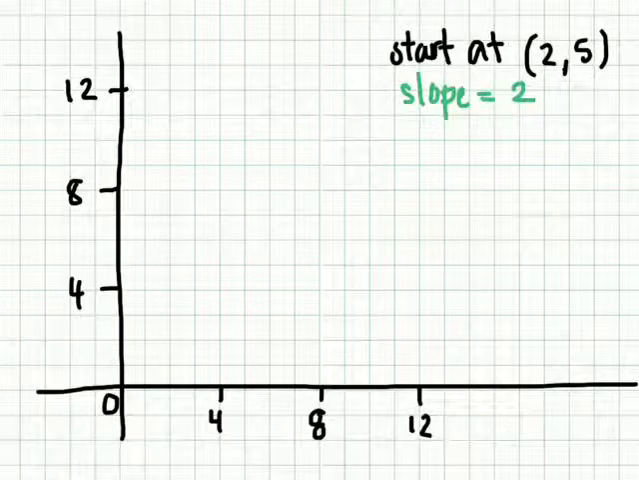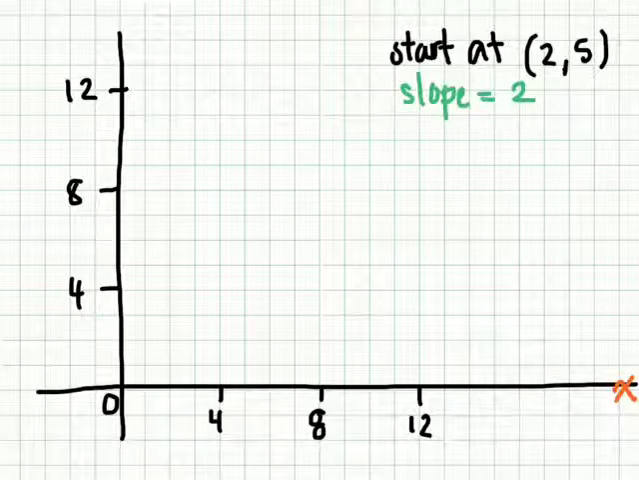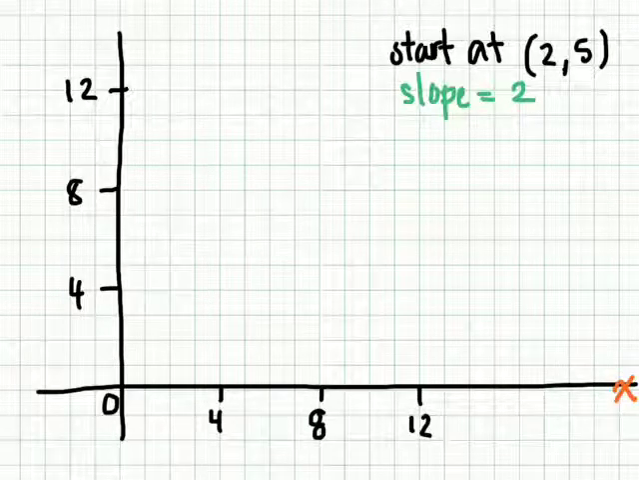So we want to draw a line that starts at 2, 5. Right, we start at the origin, we need to move 2 to the right, and then what? Go up 5. So this is my starting point. Did everyone have that point plotted?